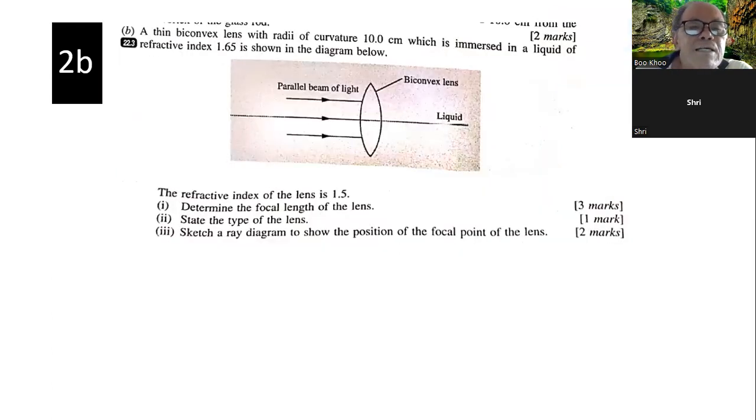A thin biconvex lens with radius of curvature 10 cm, which is immersed in a liquid of refractive index 1.65, is shown in the diagram below. The refractive index of the lens is 1.5.